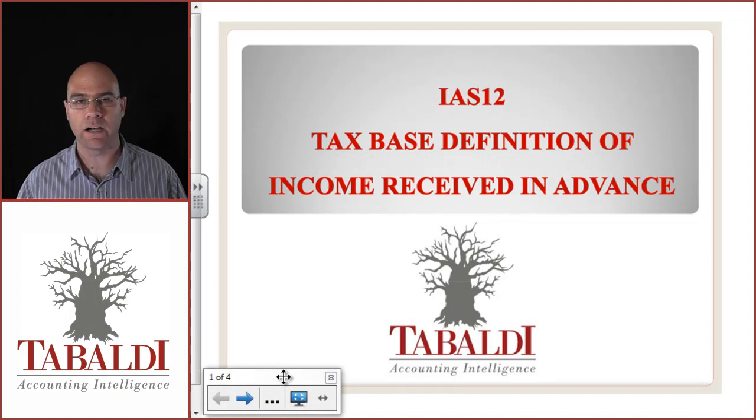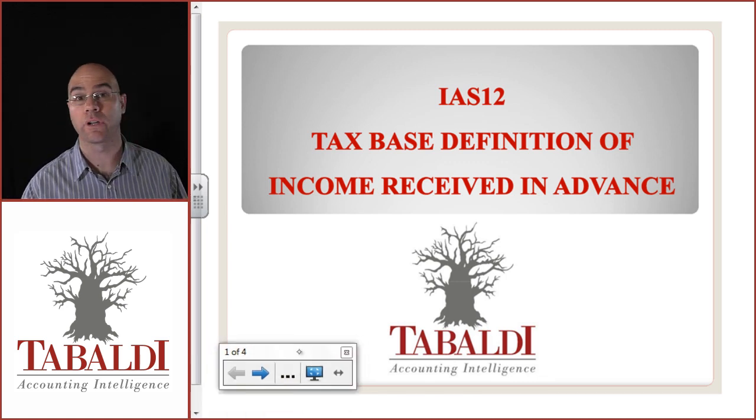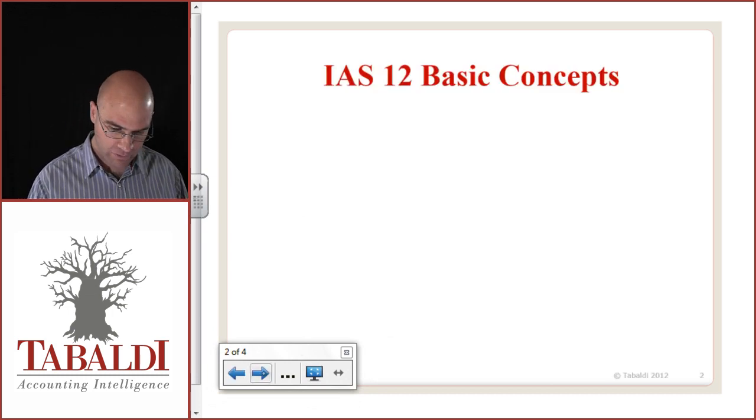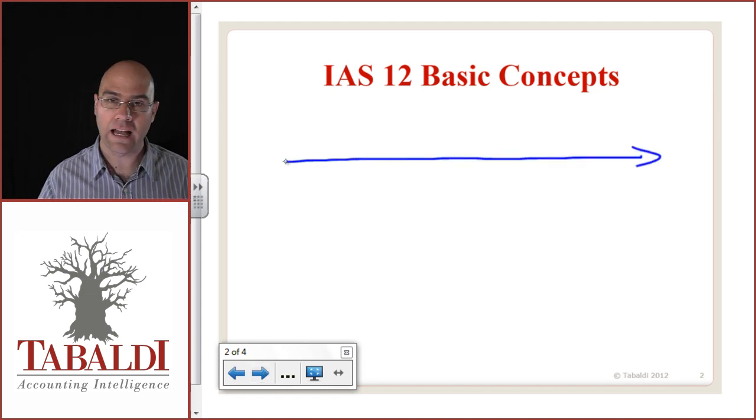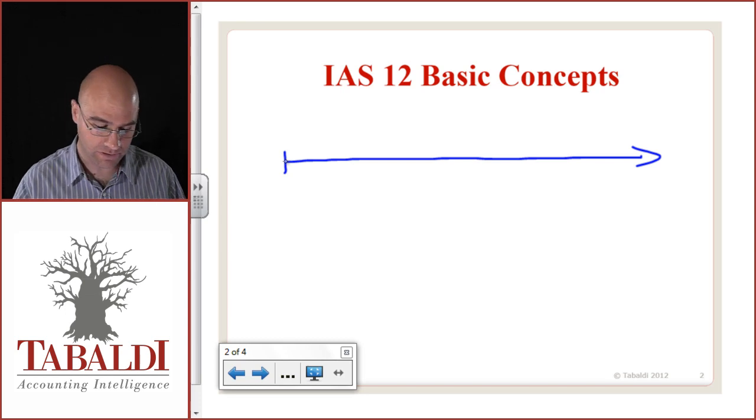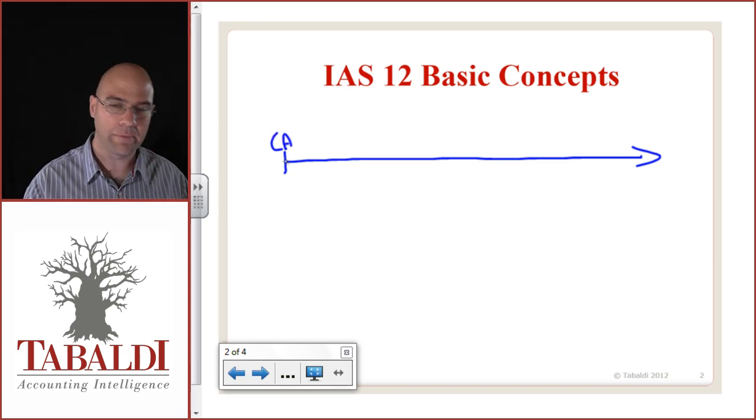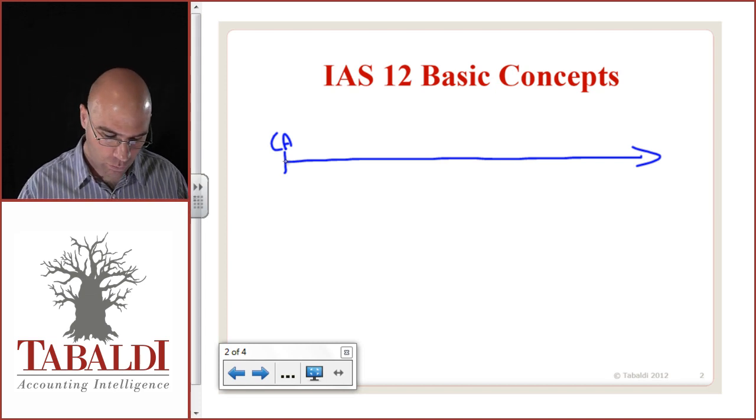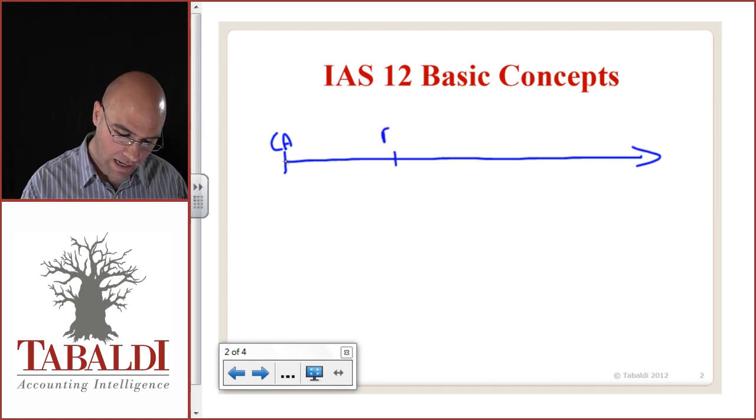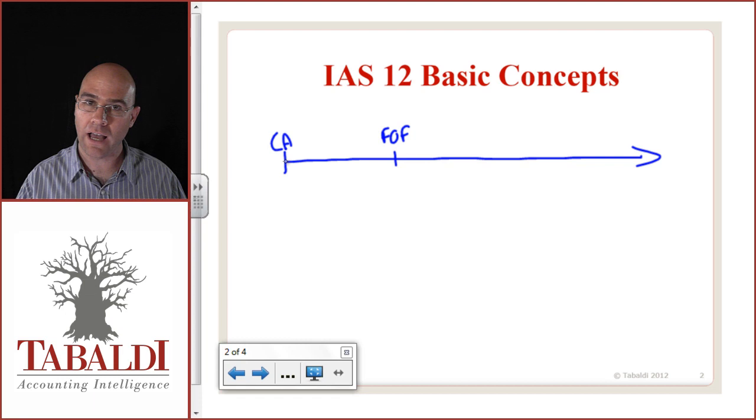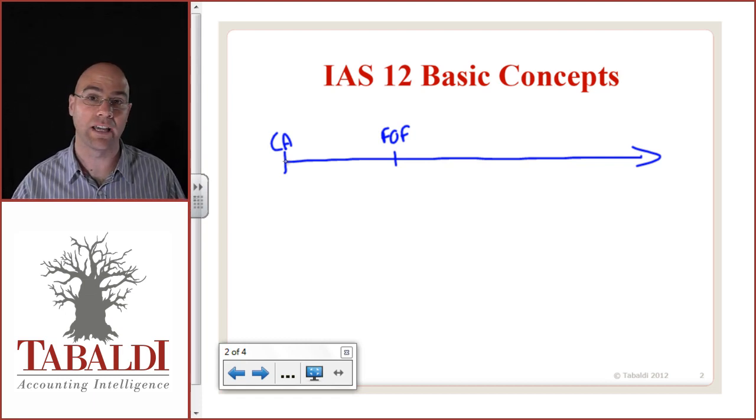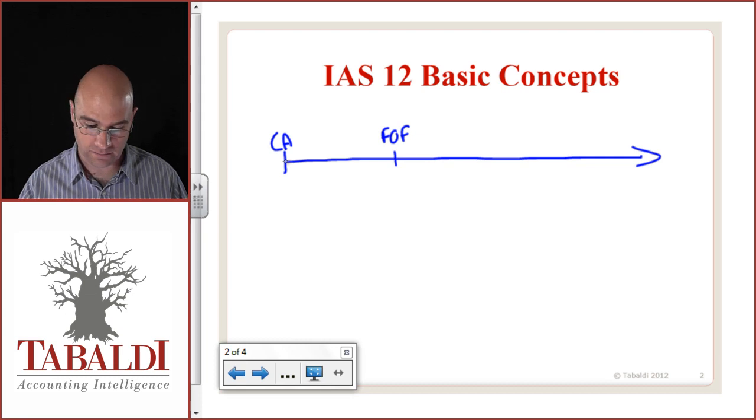Richard, the discussion we're going to have now is about the tax-based definition for income received in advance in terms of IAS 12, and you'll need this for your calculation of deferred tax. So first of all, basic concepts. Sometimes the accounting treatment for income differs from the tax treatment. So we will have a carrying amount of something called income received in advance, which will result in future outflows. In essence, it's a liability, but the normal tax-based definition for liabilities does not apply because of the differences in the tax treatment of income received in advance versus obligations being settled in cash.